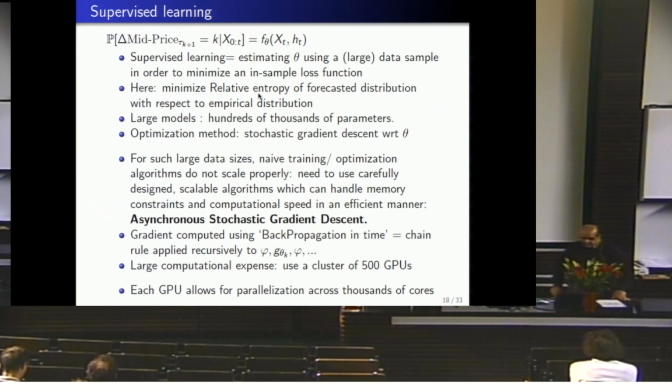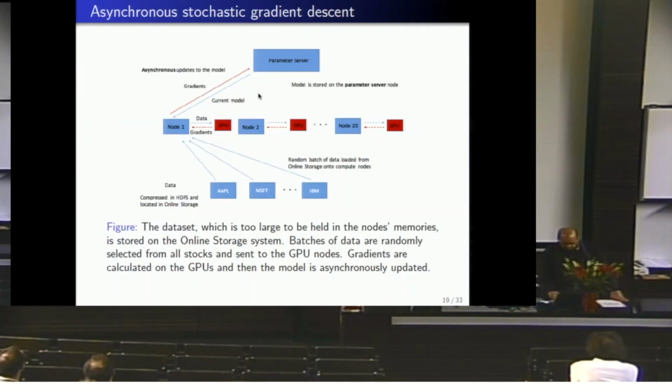And because it's an extremely large data set, each gradient calculation requires you to go through all the data. And all the data means terabytes at least. So it's a very expensive computation. So we use a cluster of 500 GPUs. And each GPU, if you know what a GPU is, it's a graphical processing unit. It's the kind of thing you have in a PlayStation. And they allow very fast computation in parallel. So this is how it works.